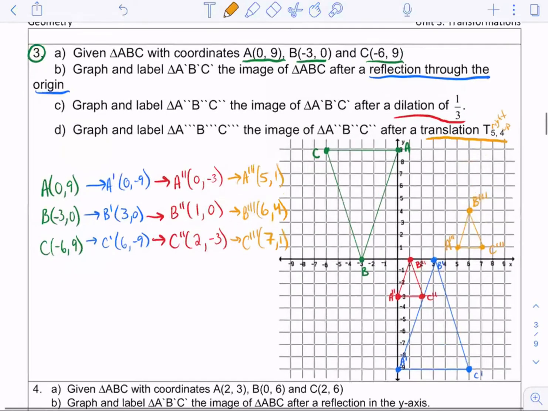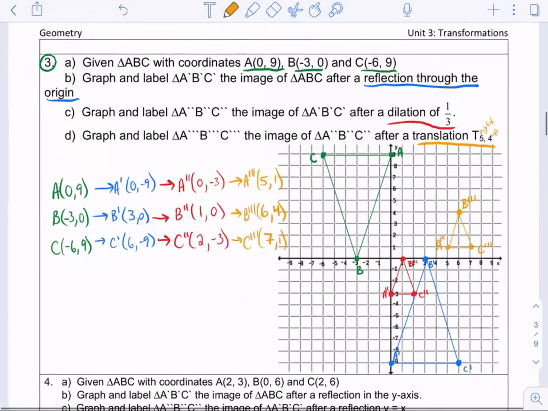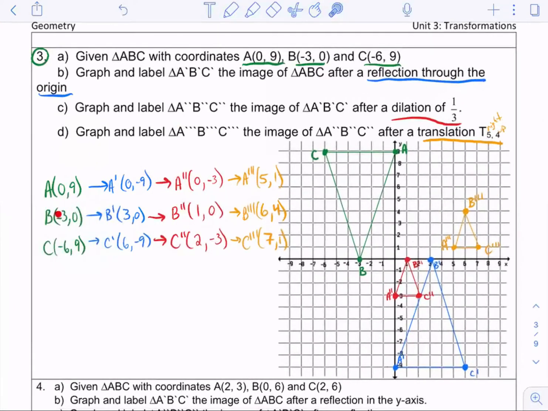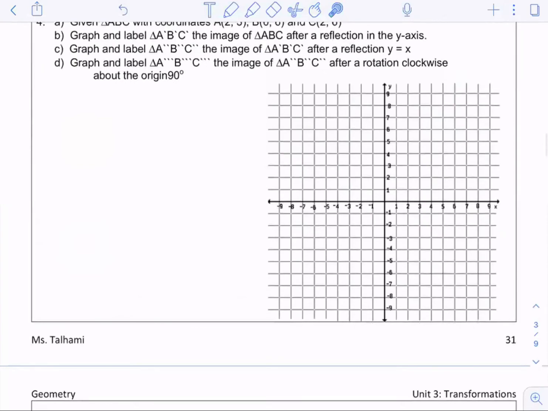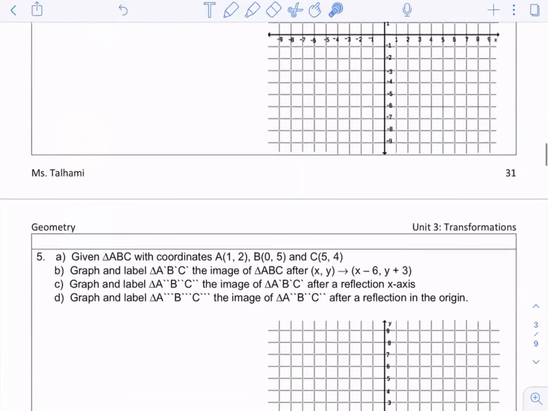Okay, so that's a composition of transformations. It's doing one step and then next and then next and then next. It's always using the image as your new pre-image. It's a continuation of transformations. All right, I'm going to do one more example with you just so that you can really understand how to do this.